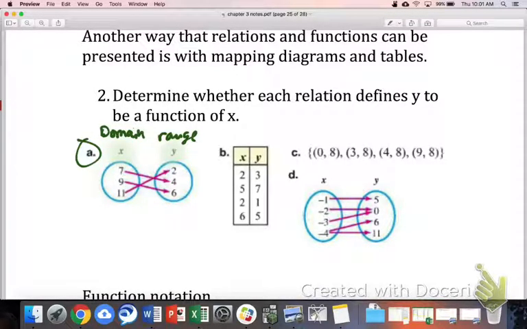Remember, the definition of function is a relationship in which every input has exactly one output. So that's what we're going to use to decide. How many outputs does the 7 have? One. It happens to be a 4, but it has exactly one output. How about the 9? How many outputs? Yeah, it maps to a 6, and that's it. How about the 11? How many outputs for that one? One, it goes to the 2. So we would say, yes, it is a function.